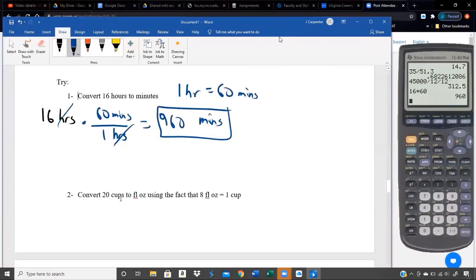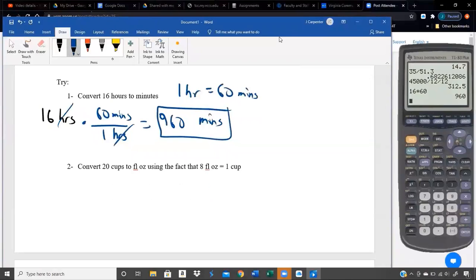Number 2, convert 20 cups to fluid ounces using the fact that 8 fluid ounces is 1 cup. So we write our original number, not just the 20, the units as well, 20 cups. Then we're going to multiply by a fraction. Out with the old, so cups go in the bottom, in with the new, and we have something going between cups and fluid ounces.